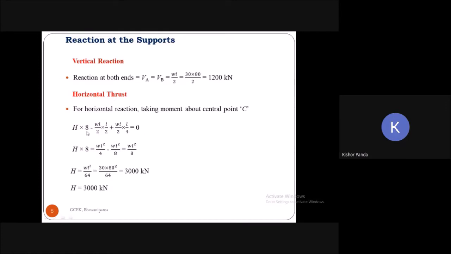So H into 8 minus WL by 2 into L by 2 plus WL by 2 into L by 4 is equal to 0. Then H into 8 is equal to WL square by 4 minus WL square by 8, is equal to WL square by 8. Then H is equal to WL square by 64. So the horizontal thrust is equal to 3000 kilonewton.